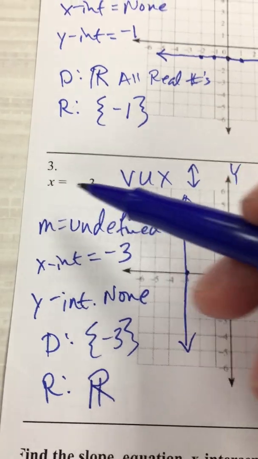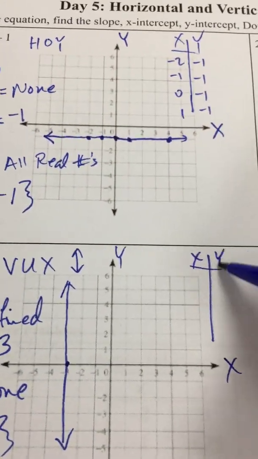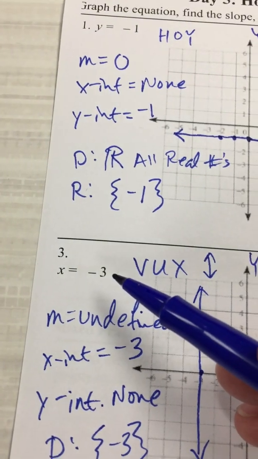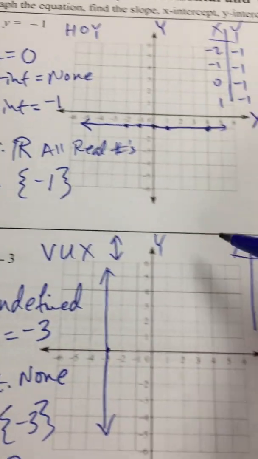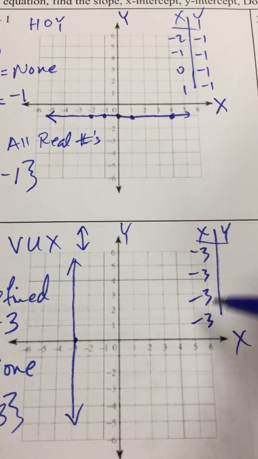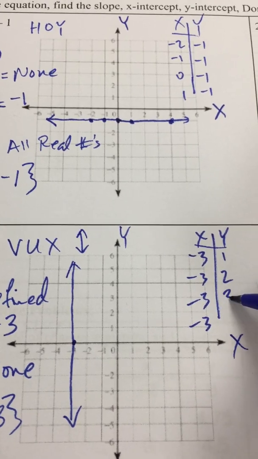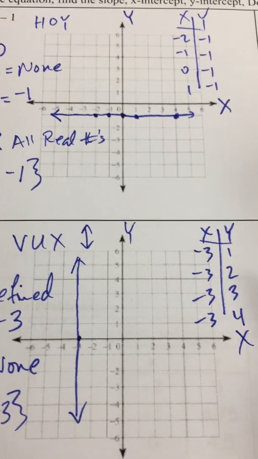This one, the equation is x equals -3. So if I were to make a table, are the x's or the y's going to be -3? Yes, the x's are all -3. -3, -3, -3. No matter how far I scroll up or down the table, it's always -3. Doesn't matter what your y numbers are, the x numbers are always -3.